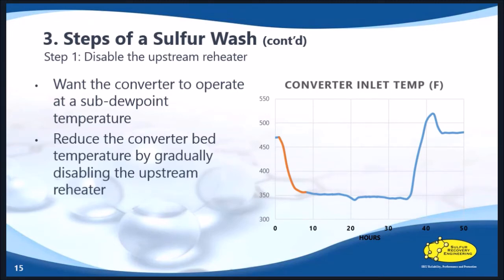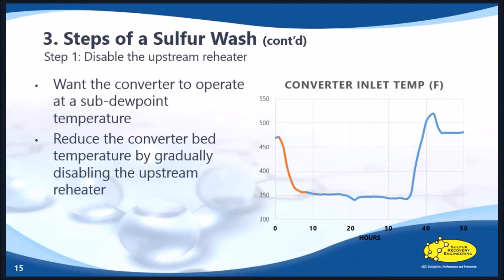Converters do have refractory lining, so if you're operating, say, the first converter at upwards of 600 Fahrenheit, obviously you would want to slowly decrease that temperature such that you don't shock your refractory. You'll notice that we have a graph here on the right.